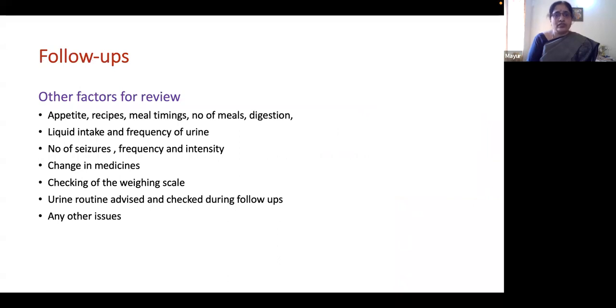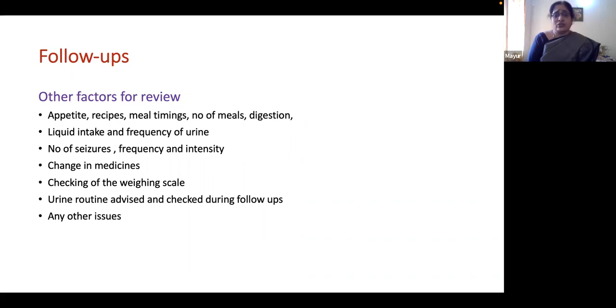Other factors are also considered, like appetite, recipe, meal time, number of meals, digestion issues, liquid intake, and frequency of urine. Sometimes checking urine ketones itself becomes a challenge because the child is not able to pass urine properly and is on diapers. If that continues for a longer time, we tell them to check blood ketones. We also look at the number of seizures, frequency and intensity, change in medication, and weight. A urine routine is advised, to check during follow-ups if there is any infection.